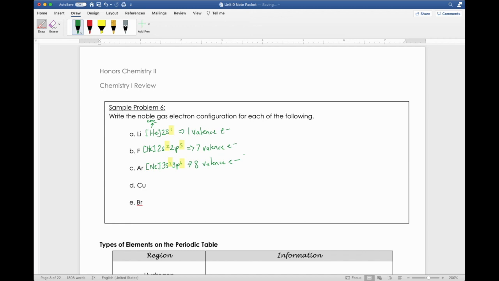They follow that octet rule, which says that atoms want to gain, lose, or share electrons, but they have 8 in their outermost energy level. Argon is stable because it has those 8 valence electrons.